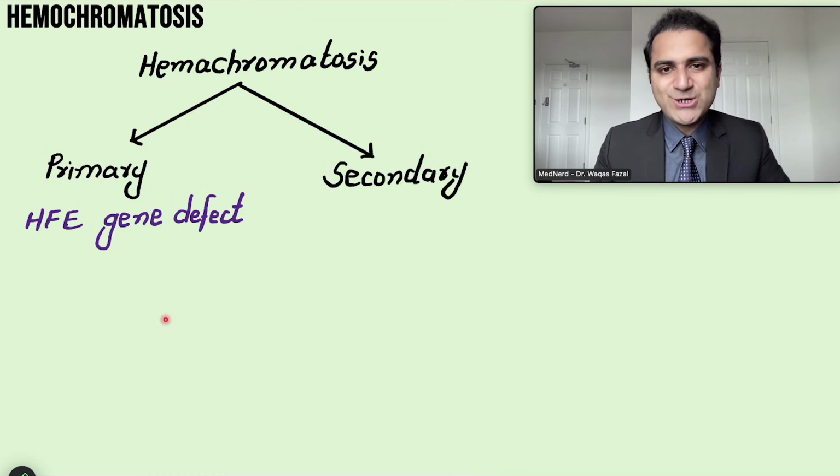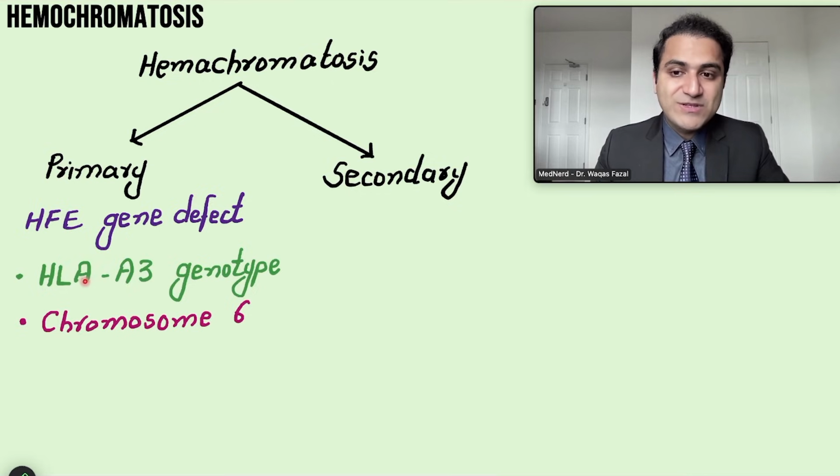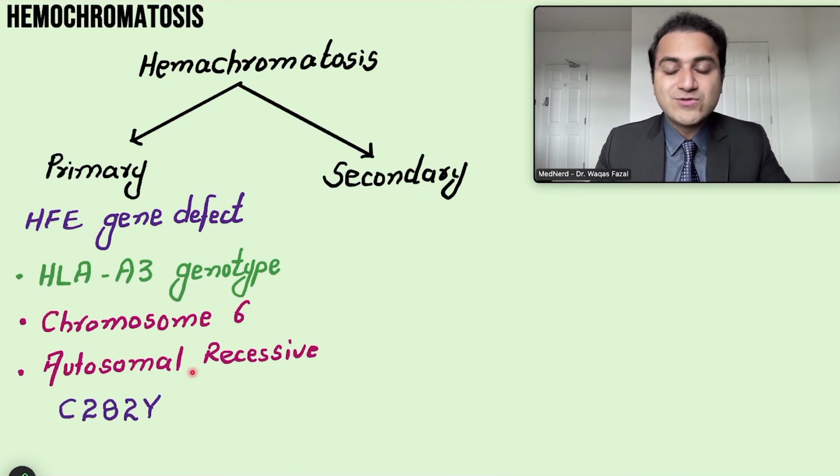Now coming to the classification of hemochromatosis, it is either primary hemochromatosis or secondary hemochromatosis. Primary hemochromatosis is the gene defect that causes hemochromatosis. The most important gene is the HFE gene. HFE gene defect causes primary hemochromatosis, and it is present in people with HLA-A3 genotype present on chromosome 6. Another commonly tested point in exams is the disease transmission pattern. So it is an autosomal recessive disease and the mutation involved is C282Y.